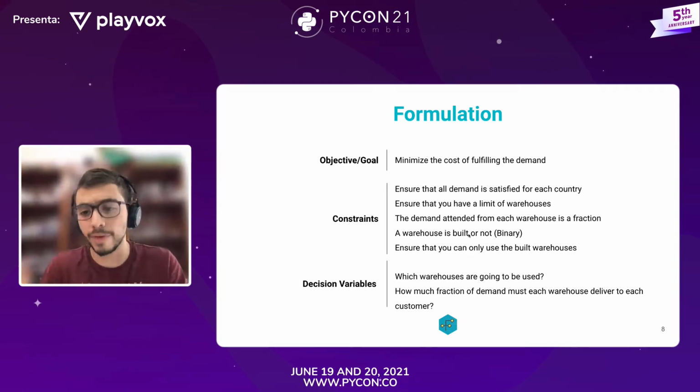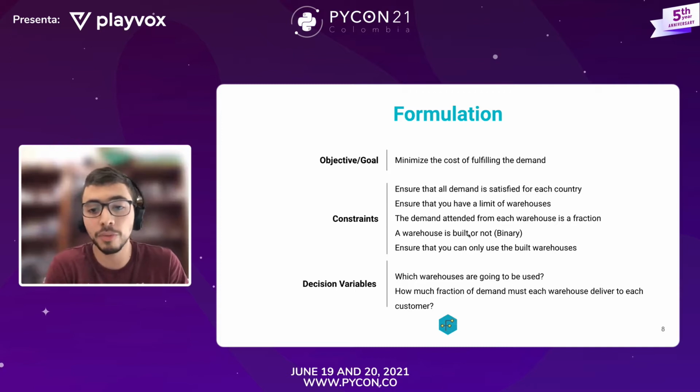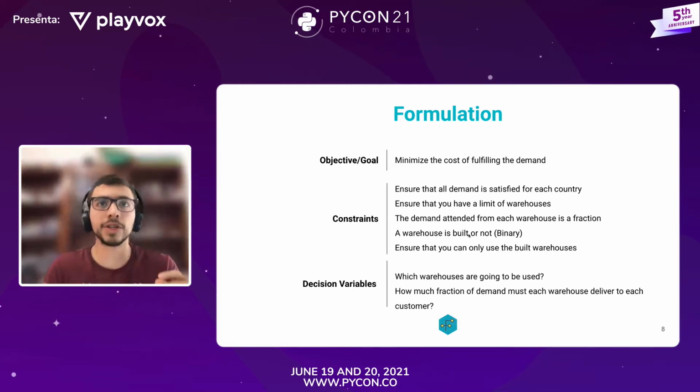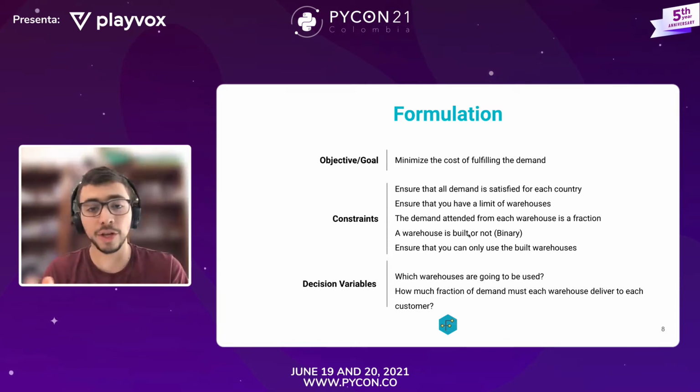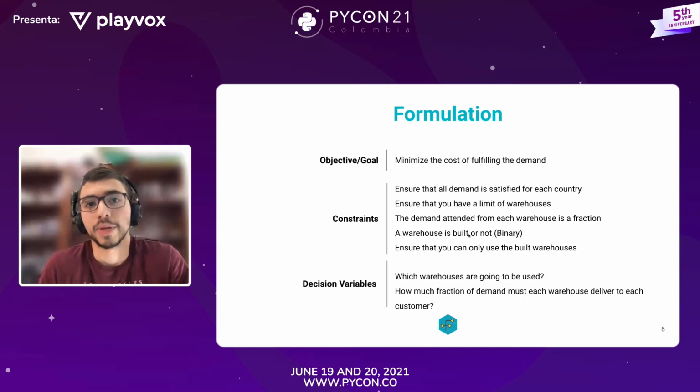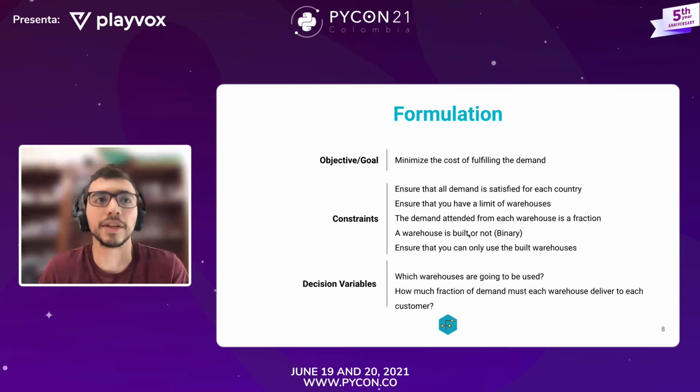Another thing is that the demand is a fraction, so it's just going to be a number between 0 and 1. We are going to attend 20% of the demand from Colombia to Peru, or from Colombia to Panama, and so on. And we have another constraint that we can build or not build a warehouse. So there are only 2 possibilities, so that would be kind of like a binary variable, right? And finally, we must ensure that you can only use the built warehouses. So you cannot use a warehouse that was not built, right? Because you are not producing anything there.